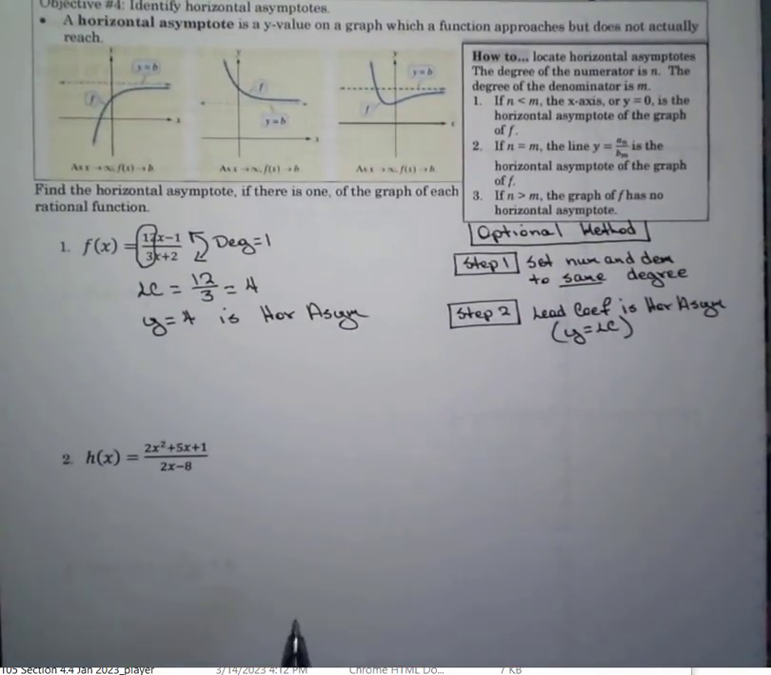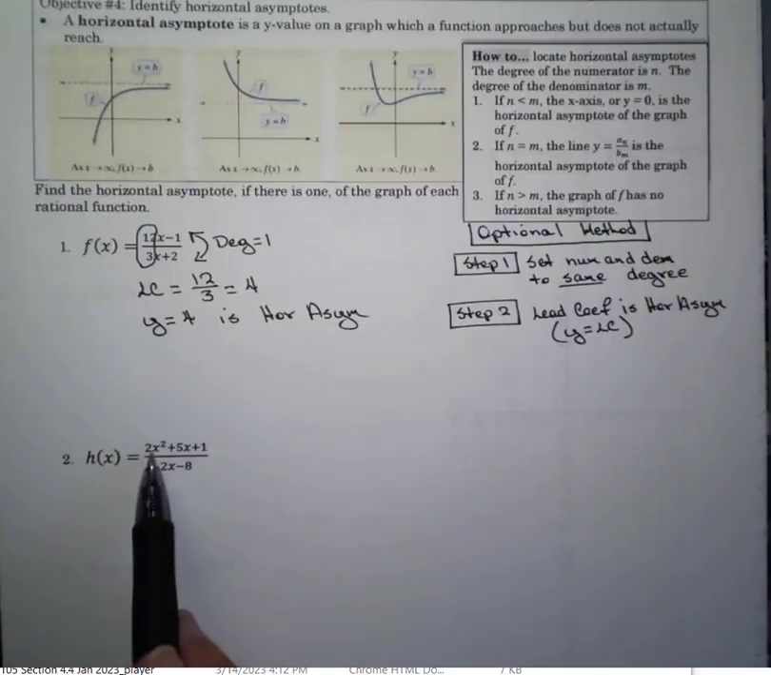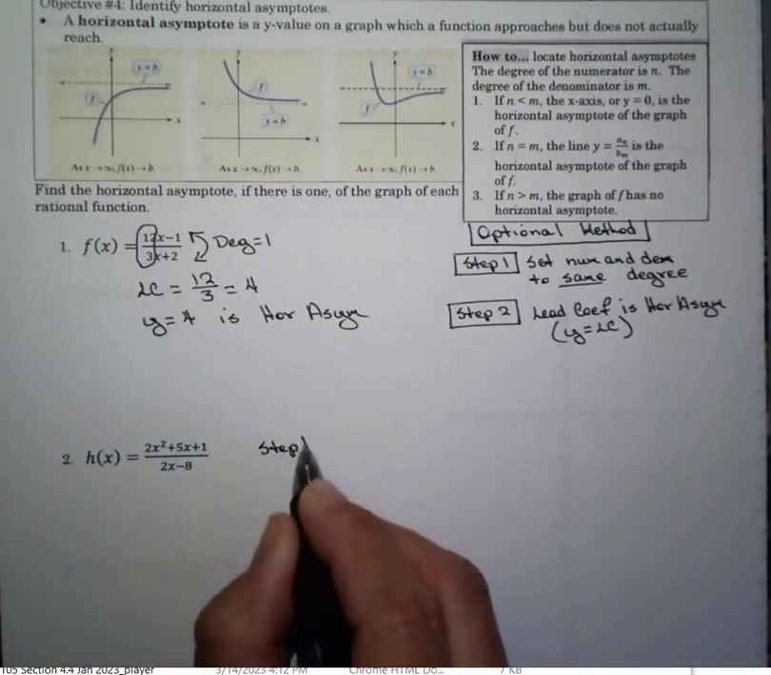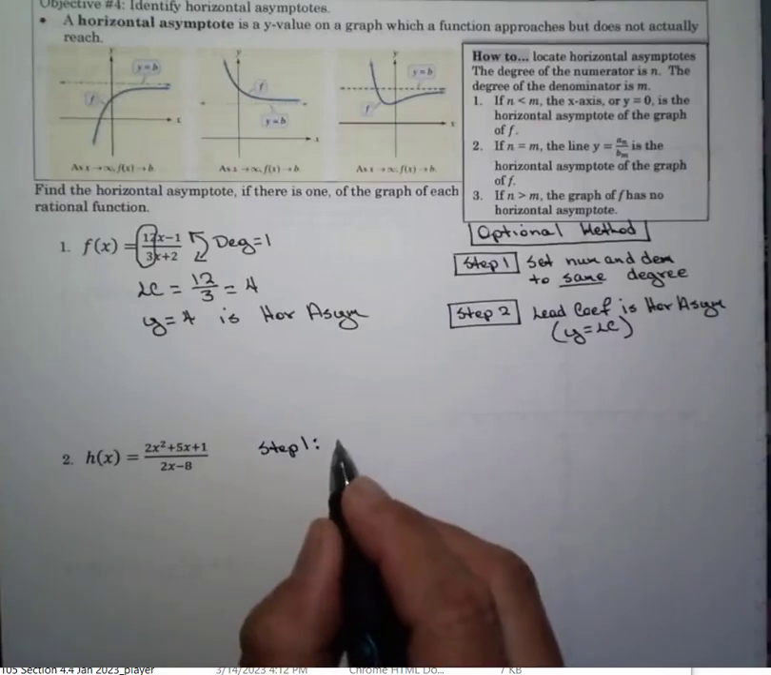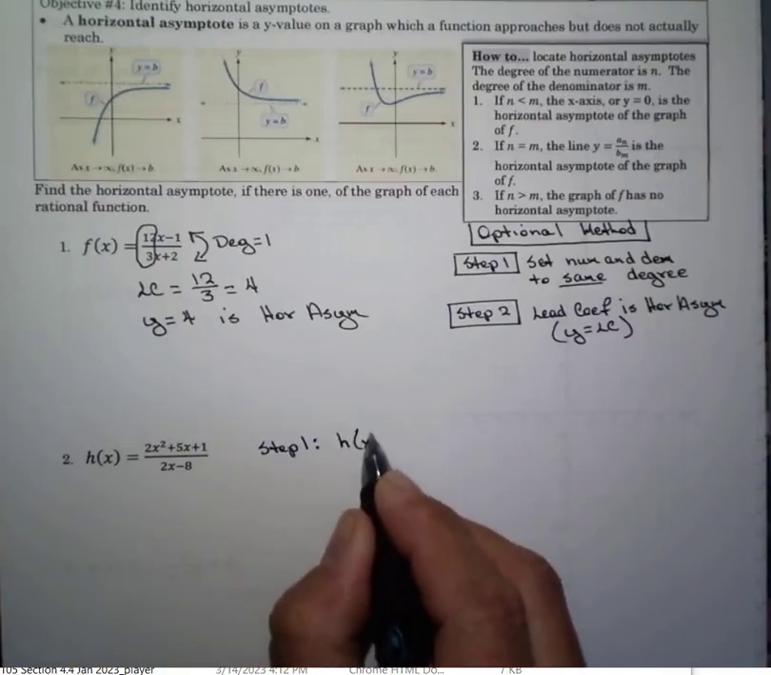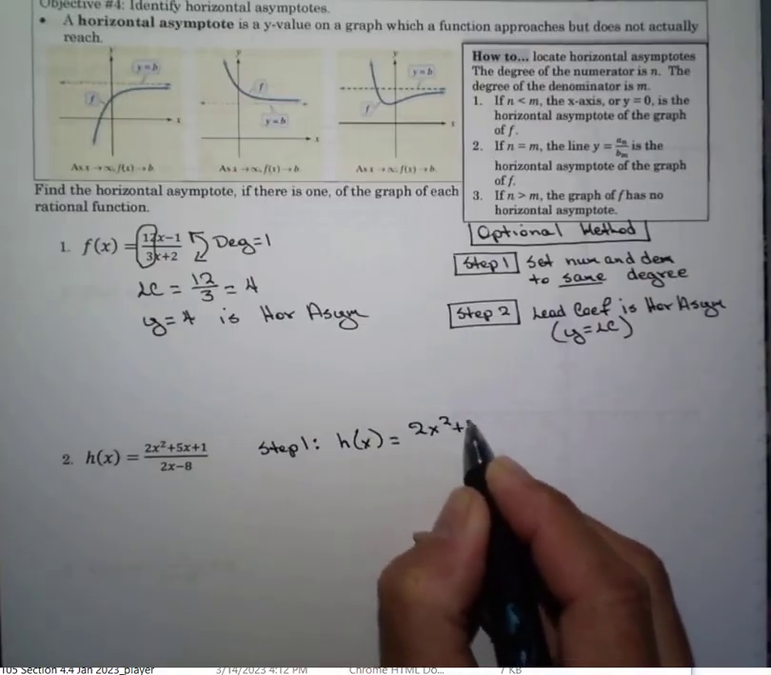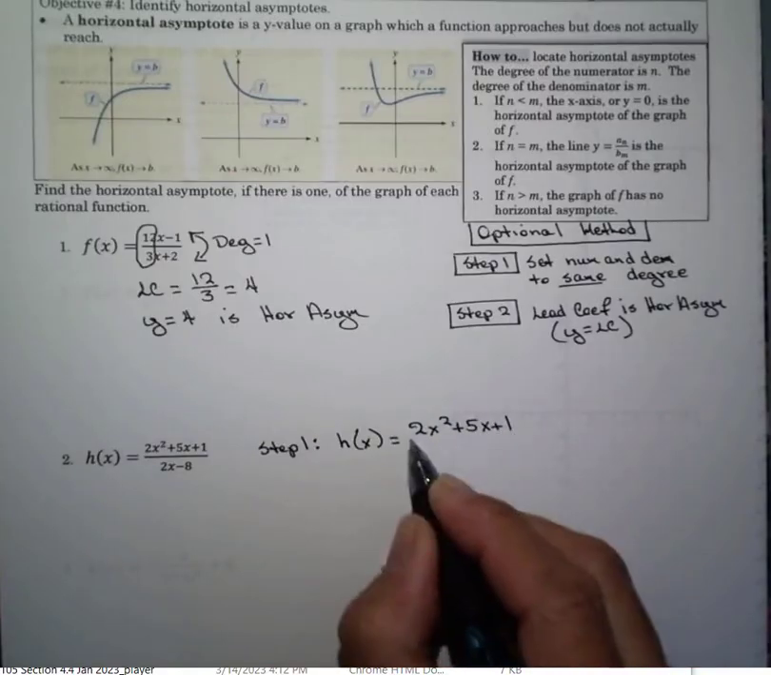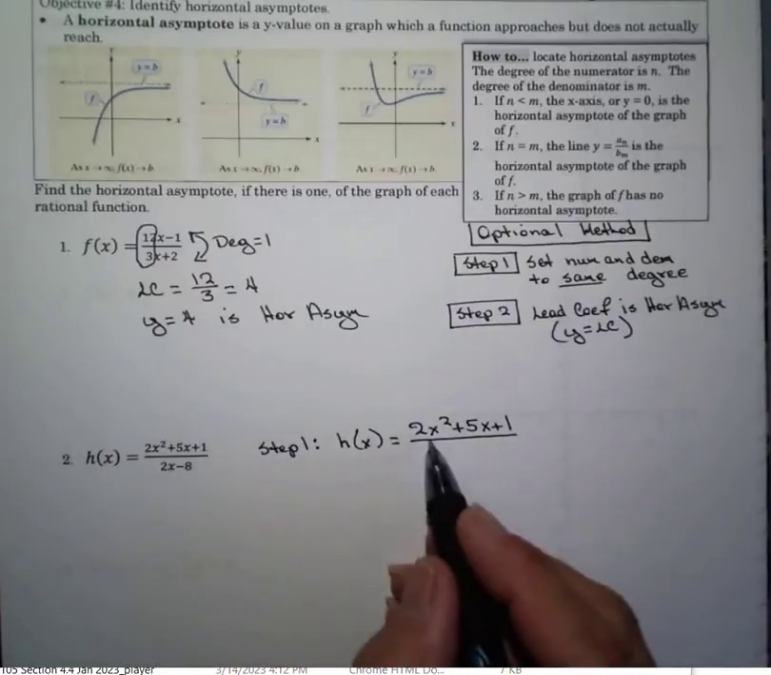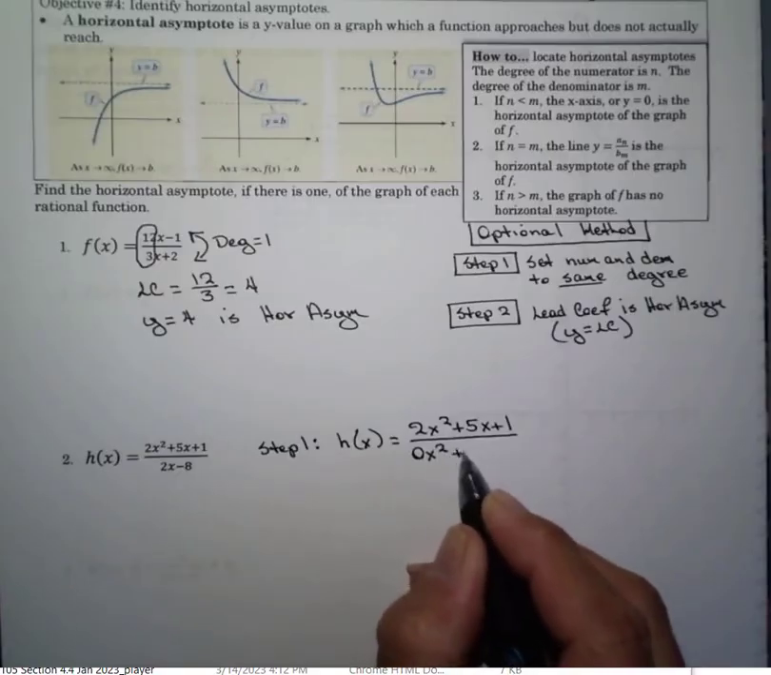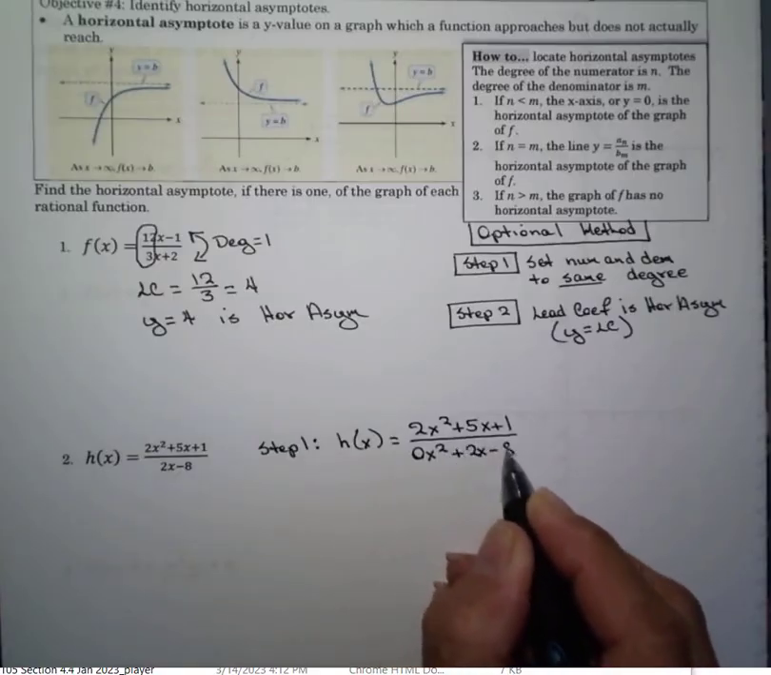Next, let's look at this one. This time I see that this is degree 2, but this is just degree 1. So I'm going to have to insert something here. As step 1 says, I'm going to set both of these to the same degree. I'm going to say h of x is equal to 2x squared plus 5x plus 1, over, I need an x squared term, so I'll add it, 0x squared plus 2x minus 8.